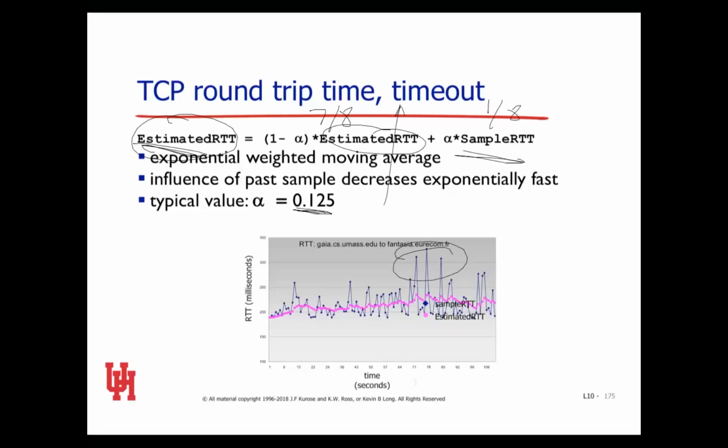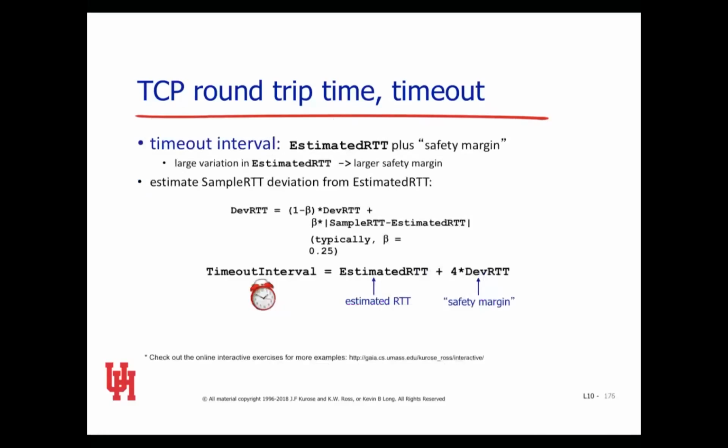So this is the real round trip time, and the pink line is the smoothed average. We actually need to do a little bit more than that because we found in practice that we needed a little safety margin, and so we're going to take 4 times the standard deviation, or the deviation of this, and this formula basically shows you that.